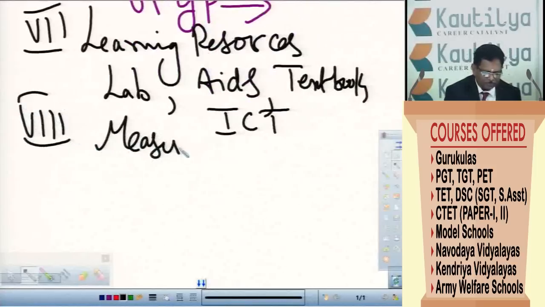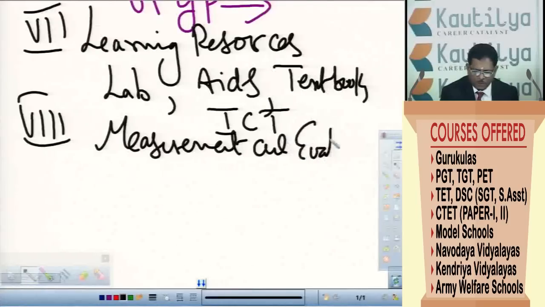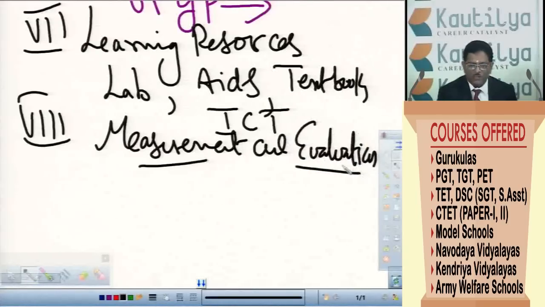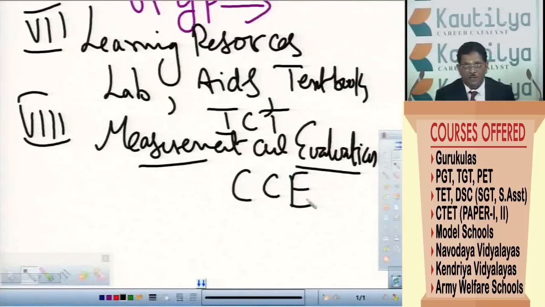Measurement and evaluation. What are the fundamental differences between measurement and evaluation? How can we evaluate according to the modern concept of education in the present scenario, in the contemporary means and measures? Then we are following CCE, continuous comprehensive evaluation.